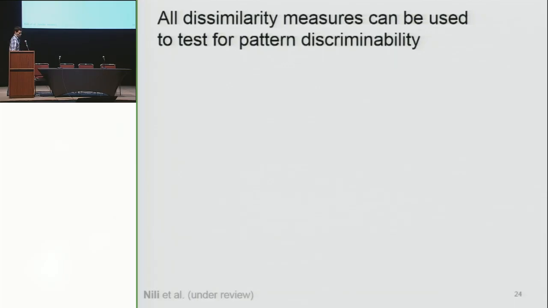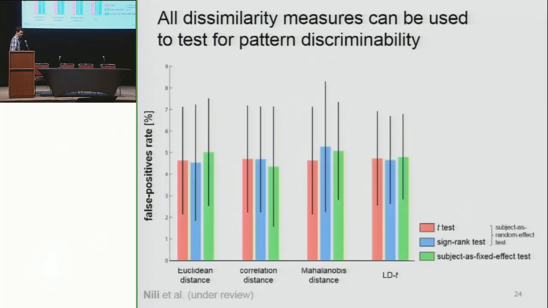First, we tested that all our different approaches to testing for significant pattern discriminability were statistically valid. So we used simulations to test these measures, and we found that all these different approaches that we tested met the nominal 5% false positive rate. So all these dissimilarity measures can be used to test for pattern discriminability.